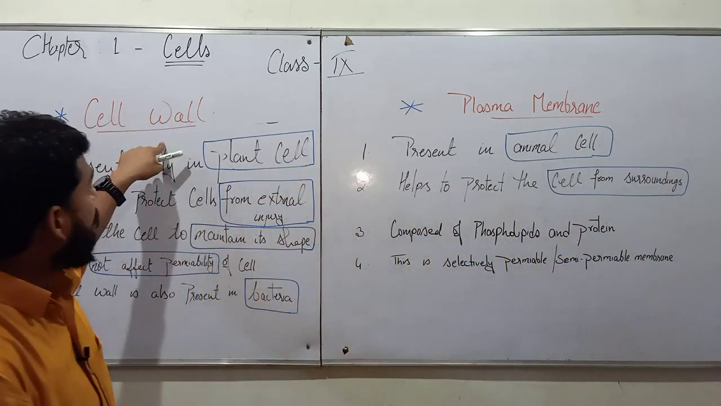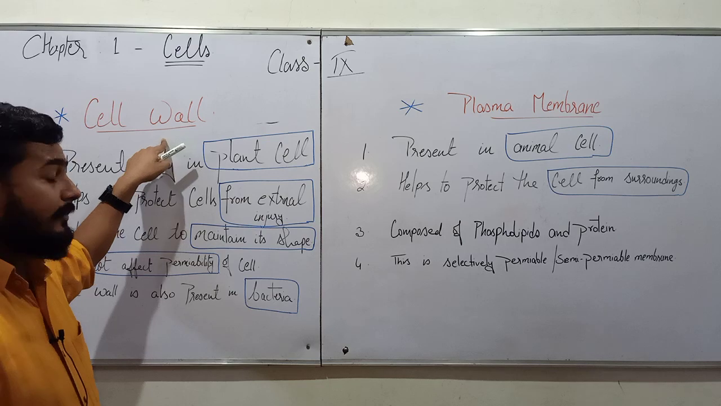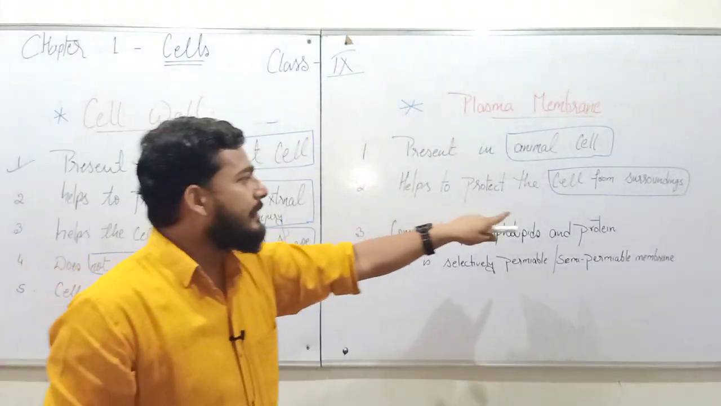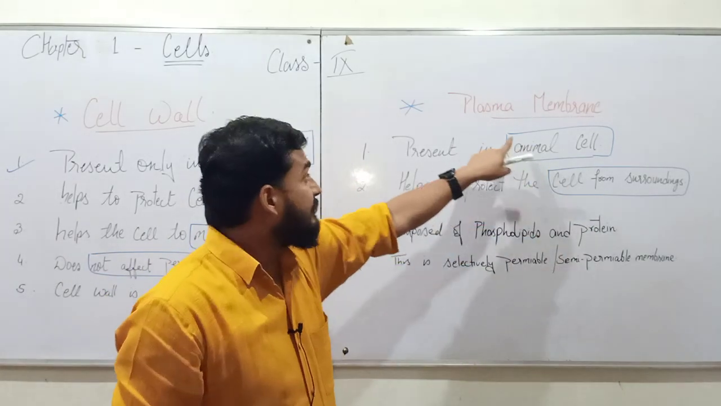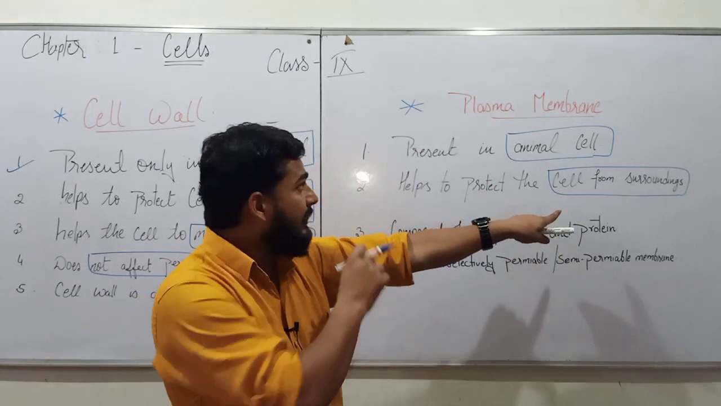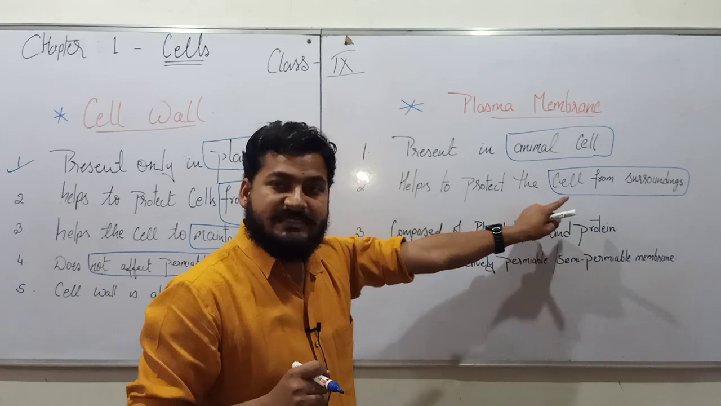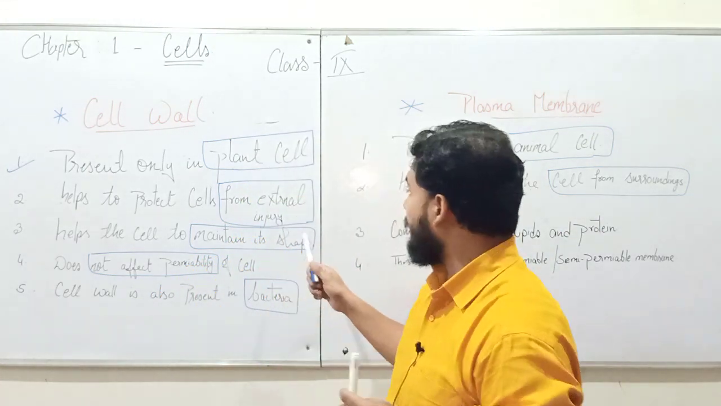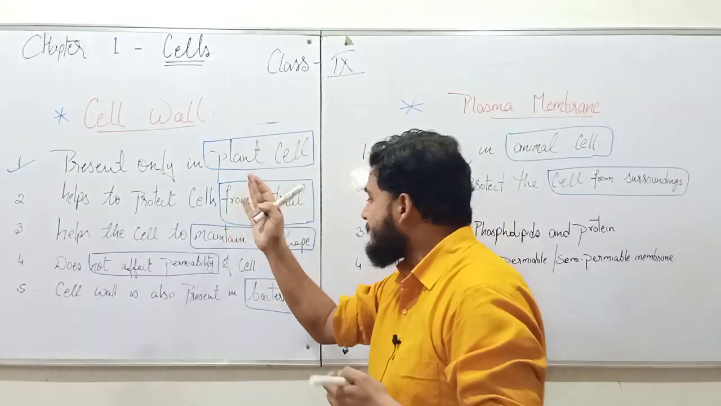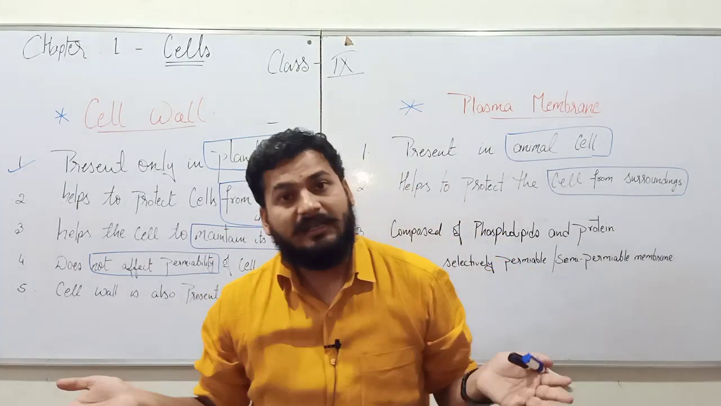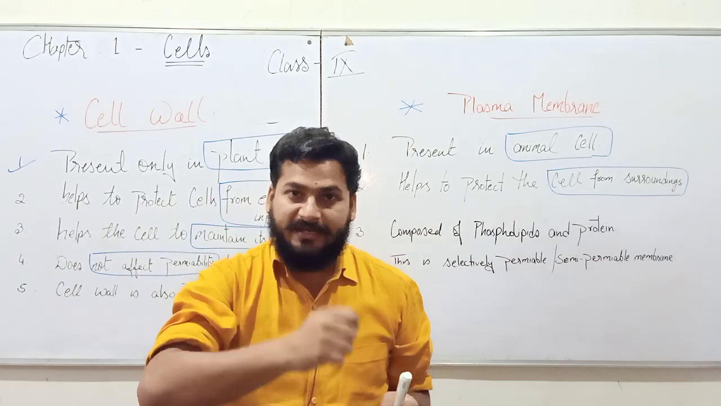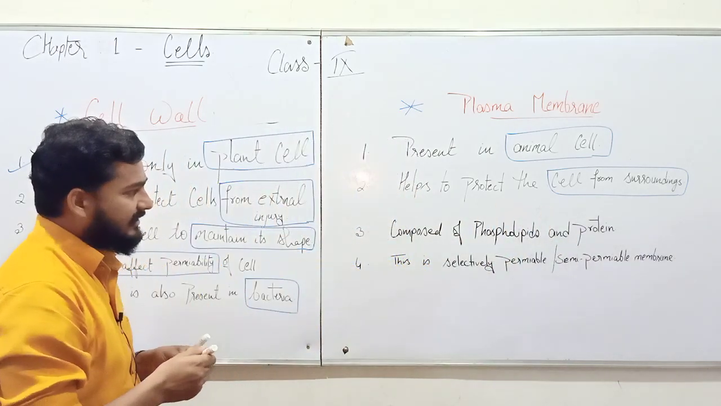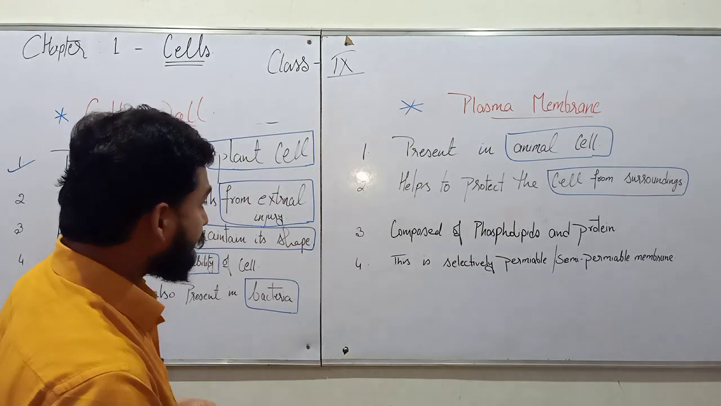As the cell wall was protecting the cell from external injury, same is the case over here. Plasma membrane will help to protect the cell from surrounding or injury, which we talked about in this case, could be any external damage. Someone hitting it, wind, dust, etc. can be the external injury.